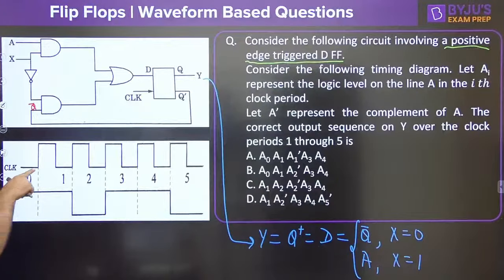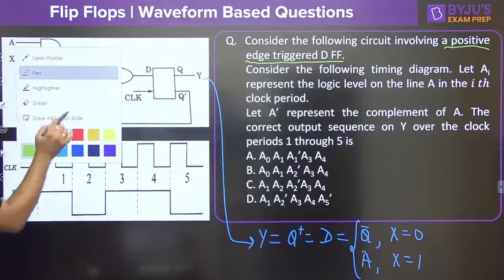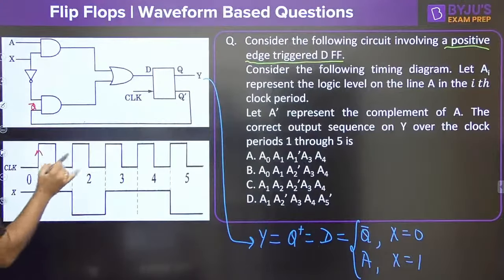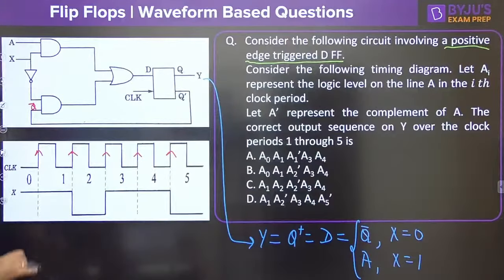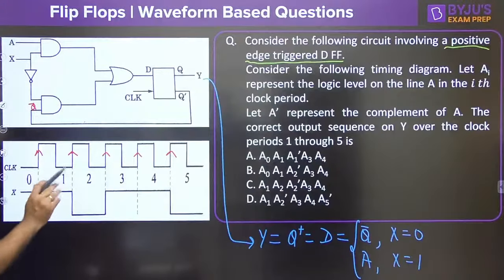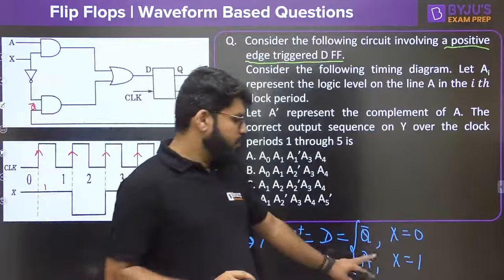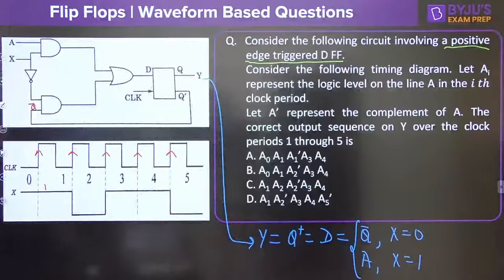So let's look at the first positive edge. The device is a positive edge triggered device, so I have to highlight the positive edges in front of you. Now here X is equal to 1. After the first positive edge, X is equal to 1, and whenever X is equal to 1, the output will be equal to A.